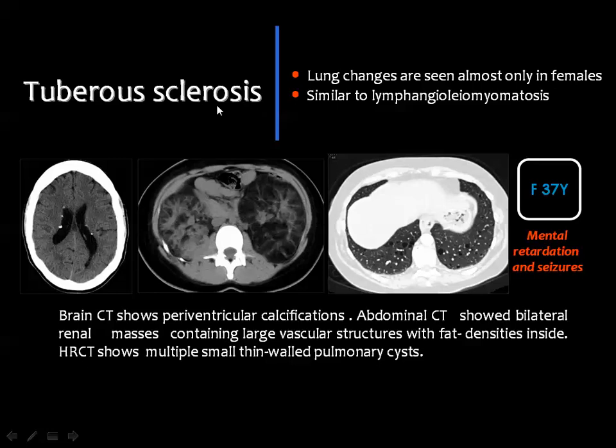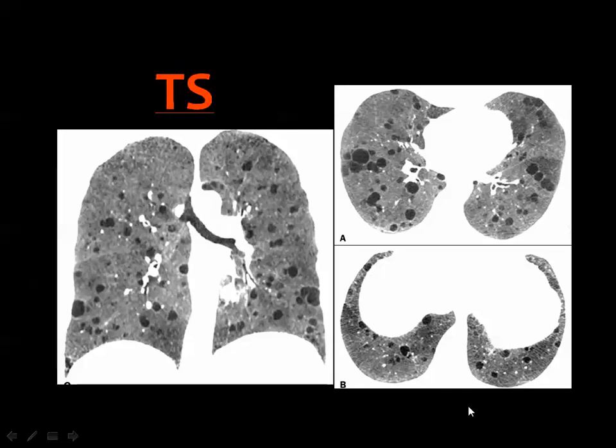Tuberous sclerosis affects males and females. The lung affection is seen in females and is similar to lymphangioleiomyomatosis. This patient presented with mental retardation and seizures. In the brain, you can see the classic appearance of tuberous sclerosis in the form of subependymal nodules and tubers that are calcified, and we see giant cell astrocytoma as well. In the chest, you see too many small cystic air-containing lesions, and in the abdomen, it is frequent to see the angiomyolipoma, either unilateral or bilateral.